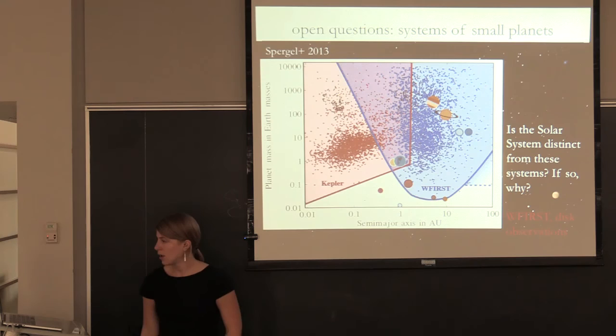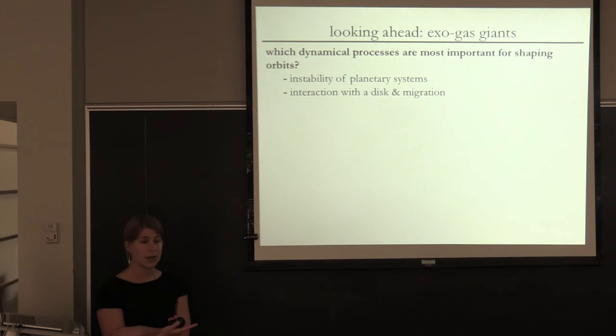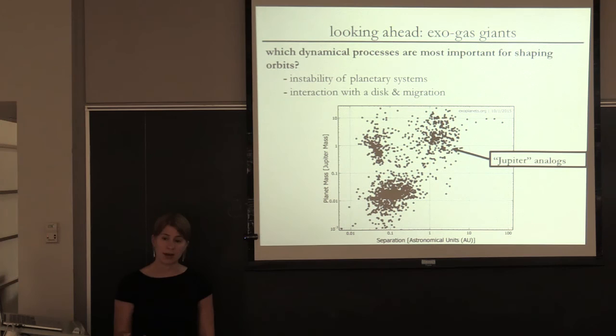Okay, so just to really quickly wrap up, I've been talking about how physical processes are important for shaping planet orbits. I'm trying to motivate this by saying that by understanding these processes, we can understand the diversity of planets that we've seen. The two processes that I spoke about today were interaction with the disk and also instability of planetary systems. I've been talking about them in the context of these small, low-mass systems, but they're also thought to be important in the evolution of these Jupiter analogs, so these exo-gas giants.